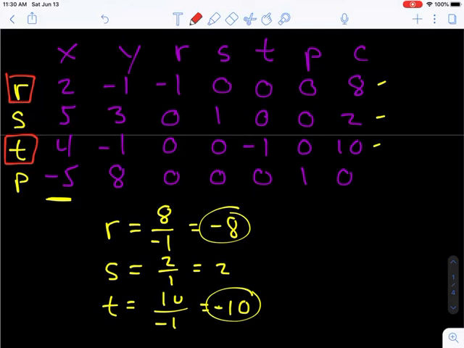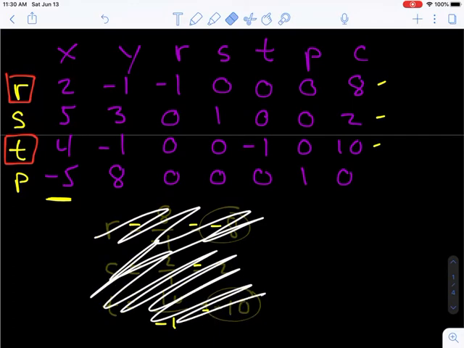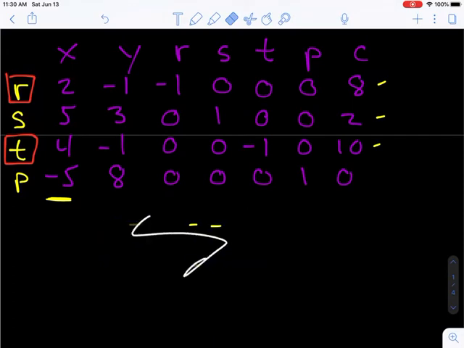So to get started, we have to do what is called phase 1. And let's just get rid of some of this now. Phase 1 is what we do whenever we have a negative active variable. And so we have two negative active variables.